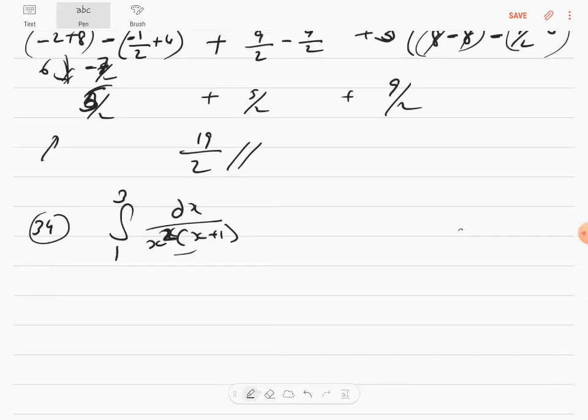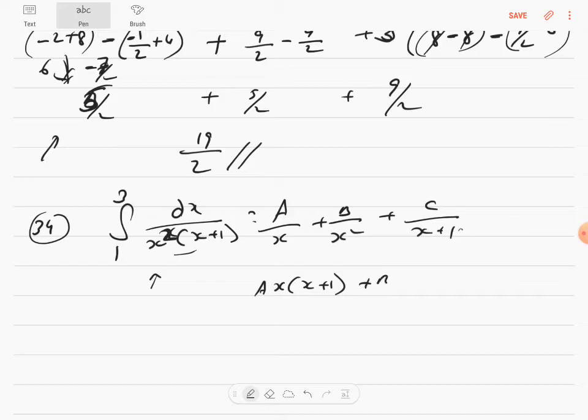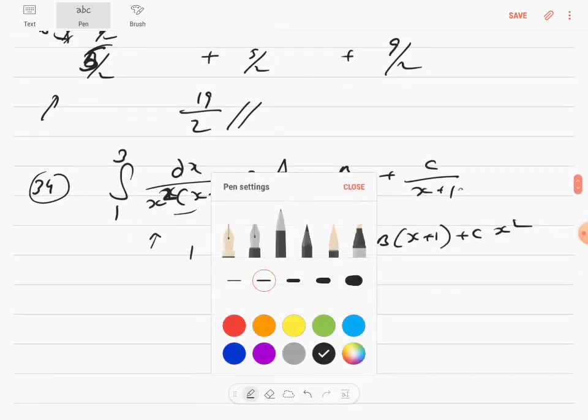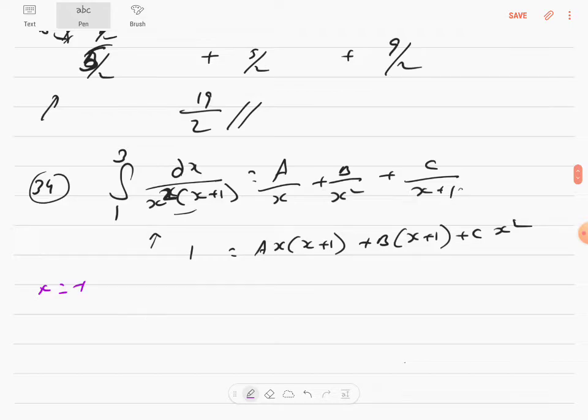So the only option left for me is to write it as a by x plus b by x square plus c by x plus 1, where this is like x plus 1 the whole square. How do you write it like that? So then LCM will be a into x, which is already there, one more x into x plus 1, plus b into x plus 1, plus c into just an x square, is equal to 1. So now if you write x is equal to minus 1, this will become 0, this will become 0, this will be c. Thus you get c is equal to 1.